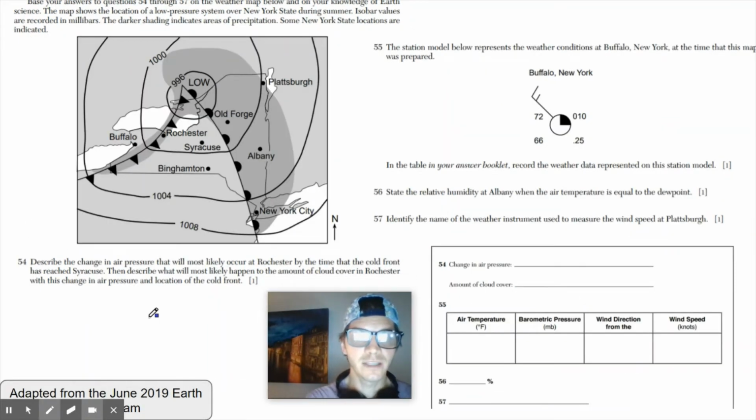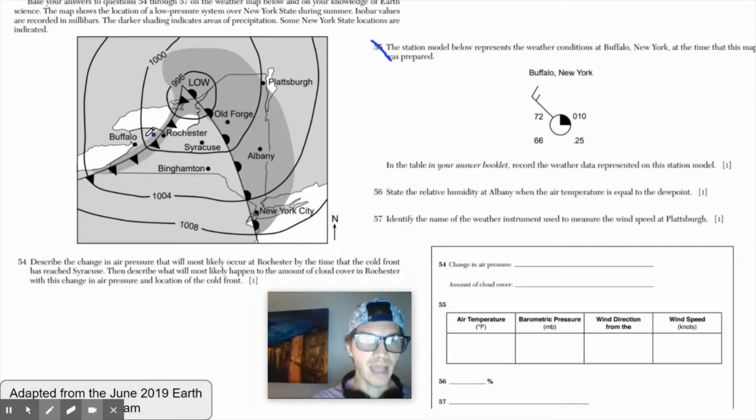Okay, let's take a look at 3 of these questions from the June 2019 Regents. We've already done a station model in this video, so we don't have to do that. But let's take a look at 54. It's asking, describe the change in air pressure that will most likely occur at Rochester by the time the cold front has reached Syracuse. Then describe what will most likely happen to the amount of cloud cover in Rochester with this change in air pressure and location of the cold front.